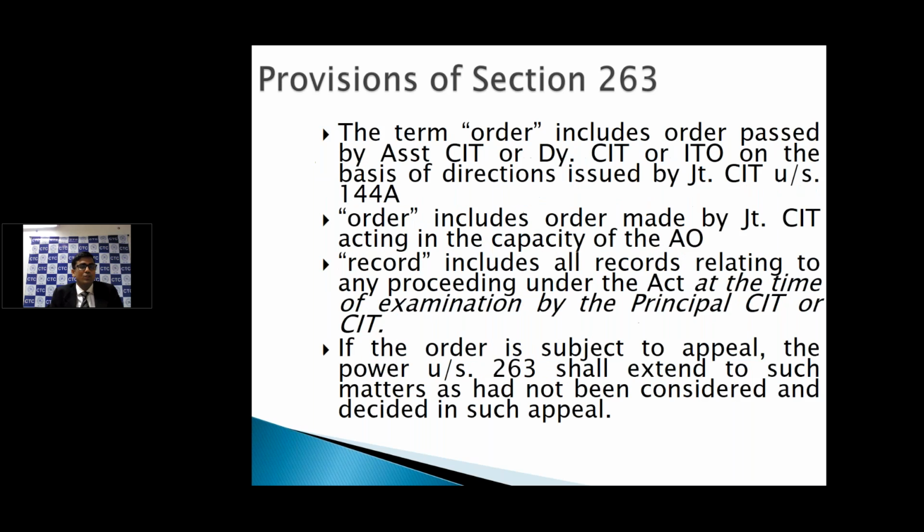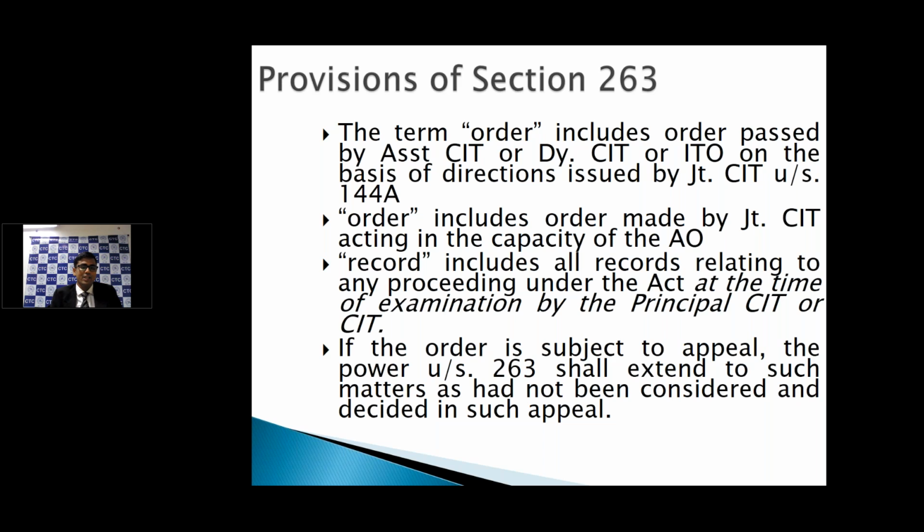Now the explanation to section 263 defines the order, which includes even orders passed by the AO either with the direction of joint CIT, or an order passed by assistant CIT or deputy CIT, or even an order which is passed by a joint CIT acting in the capacity of the AO.